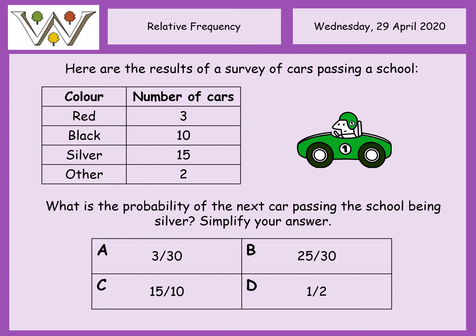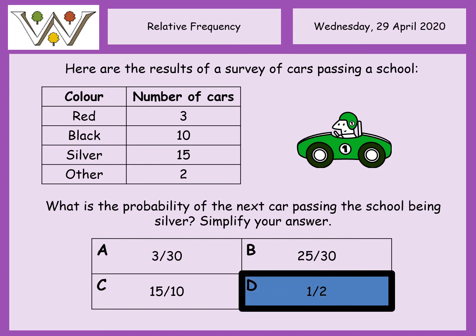So here are the results for a survey of cars passing a school. So we've got 4 different colours: red, black, silver, and not red, black, and silver. From that, we can work out the probability of the next car passing the school being silver. So there were 15 silver cars out of a total of 15, 25, 30. 15 out of 30, which isn't an option because it's been simplified. 15/30 is a half.